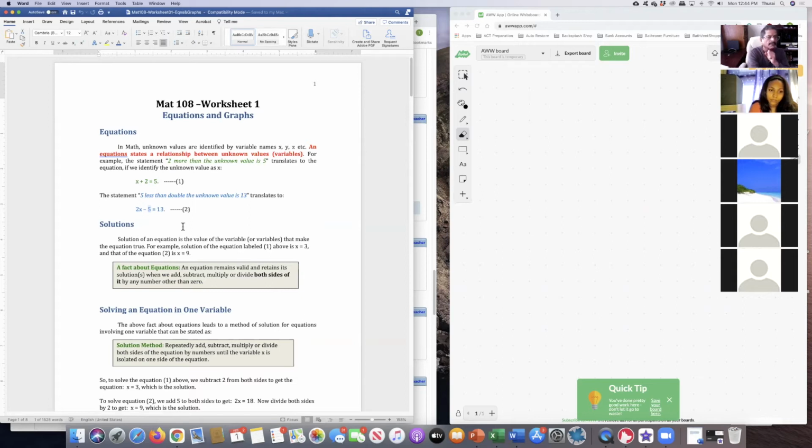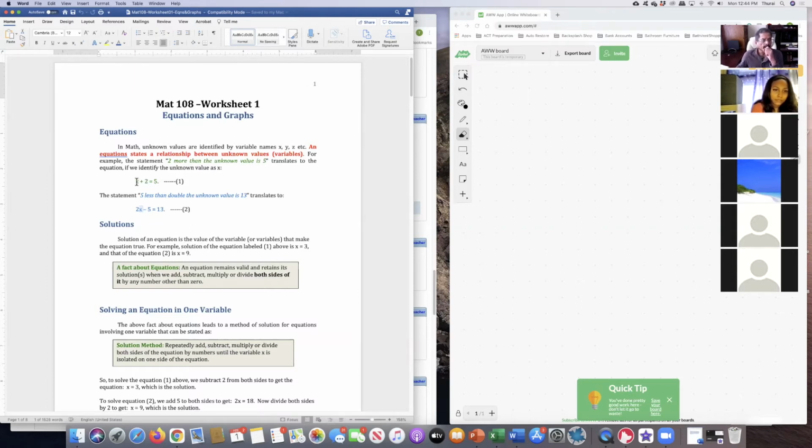Now, a solution means any value of the unknown variable. The variable means the unknown quantity, the name of the unknown quantity. That's what we call variable. So here the variable is x. Here also the variable is x. The value of the unknown quantity that makes the equation true is called the solution. So whatever makes the equation true is a solution.